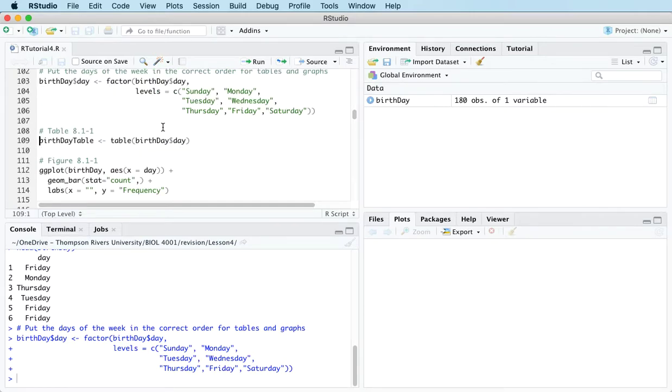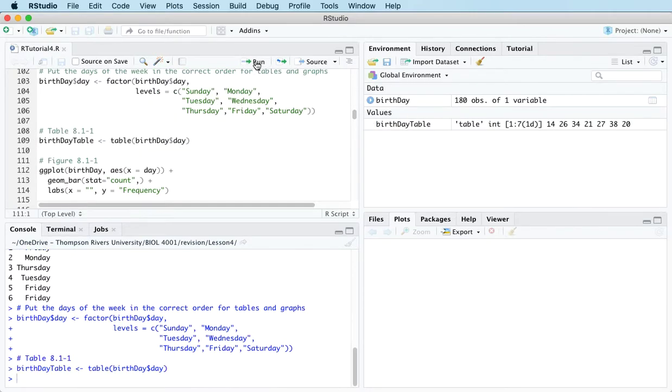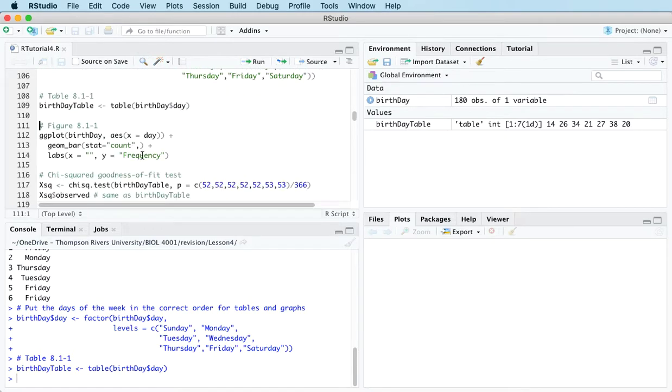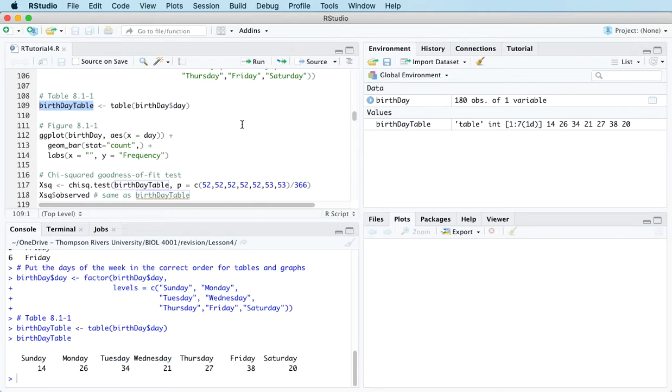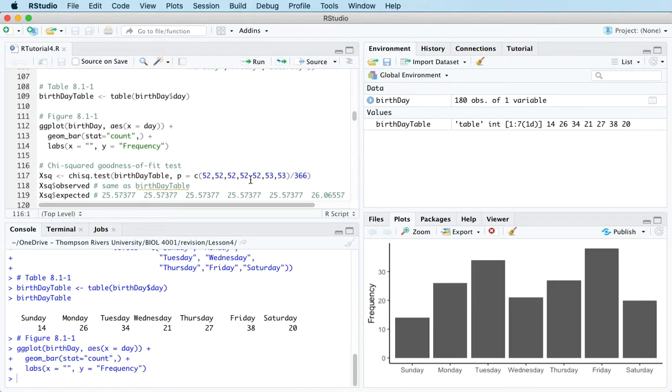Once we've done that, we can tabulate the data and take a look at it. We can see that we've got 14 births that occurred on a Sunday, 26 that occurred on a Monday, and so on. And then we can also graph that. So we've got a bar chart here showing the frequencies for each day of the week.